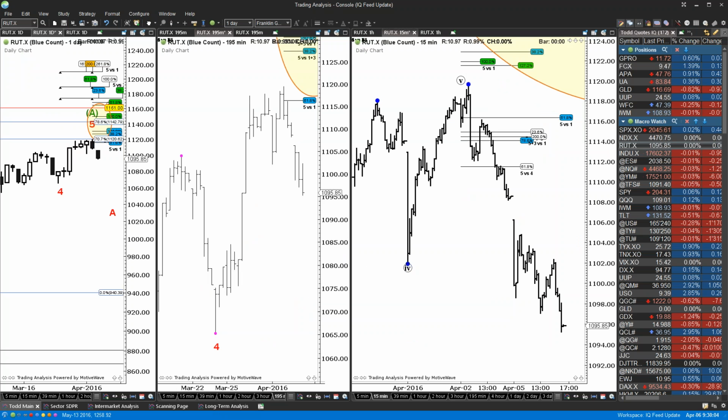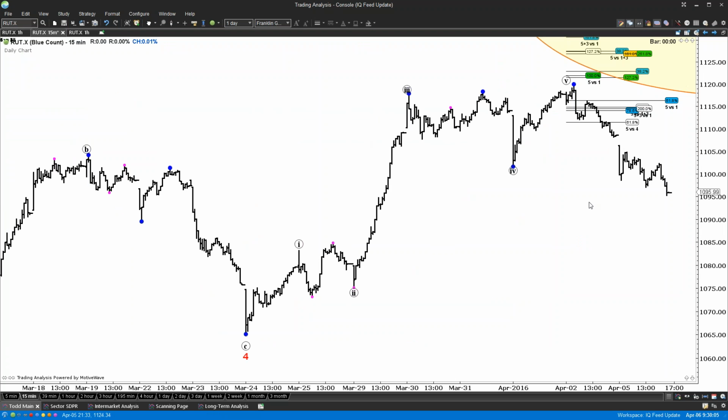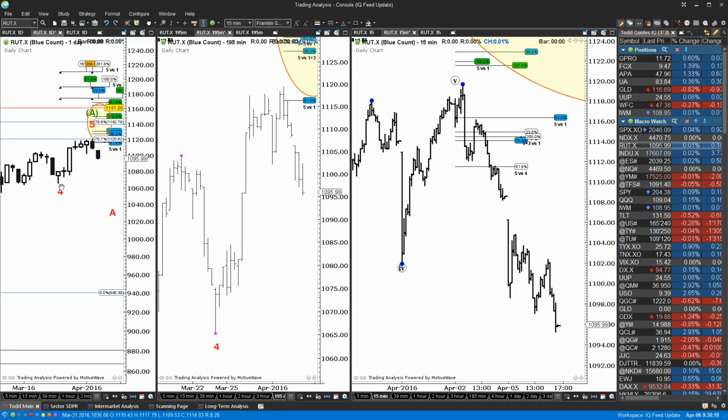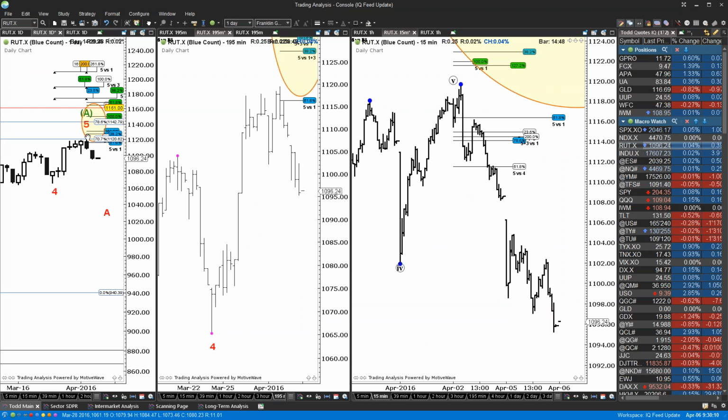Wow, that half hour went very fast. So let me just finish up with the Russell here. We have wave 4 over here, wave 5 up in the daily. Let's go to the 195-minute chart.